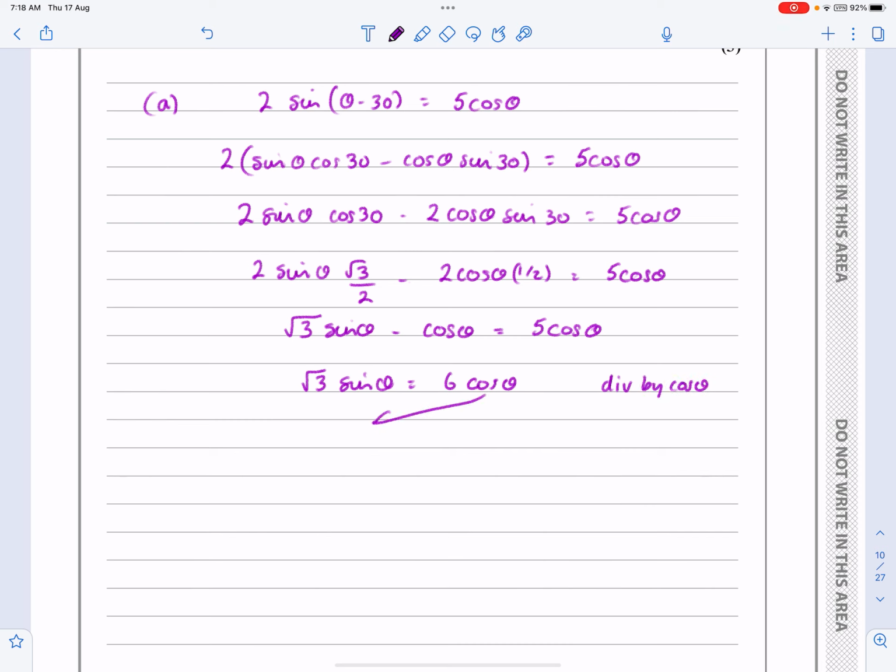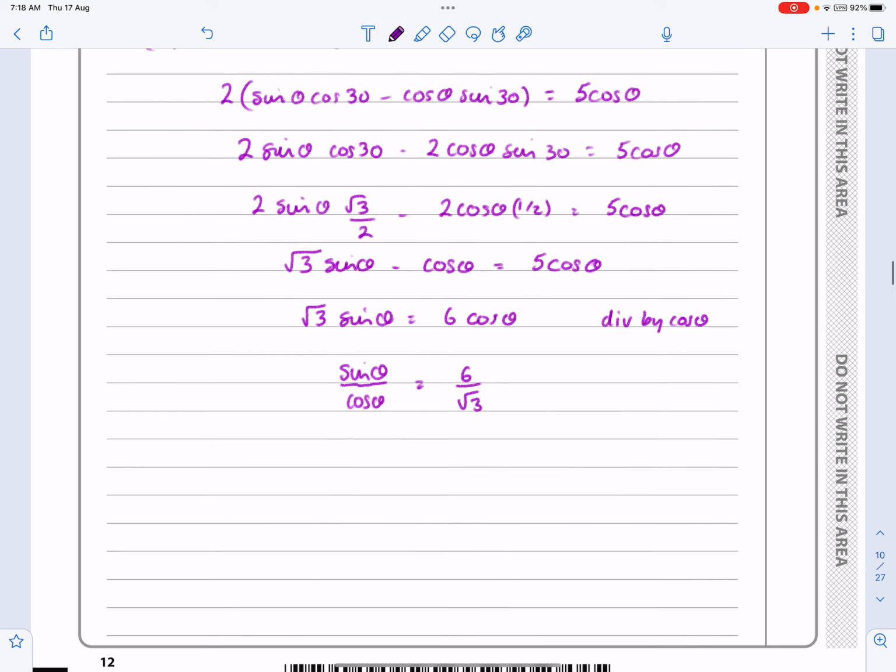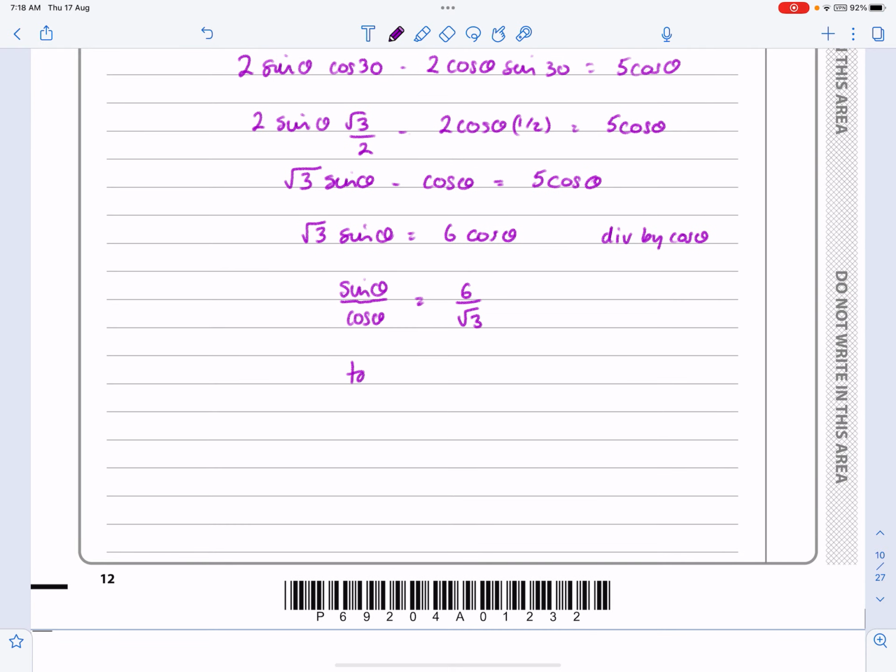If I now divide both sides by cos theta, I'm going to get sine over cos, and sine over cos is tan. So let's save ourselves a bit of time. I'm going to get sine theta over cos theta is equal to 6 over root 3, which gives me tan theta equals 6 over root 3.